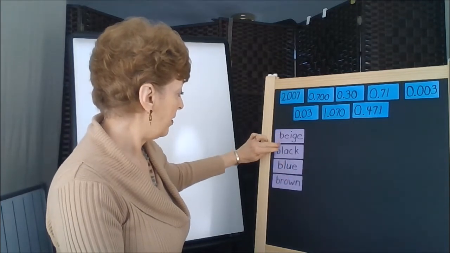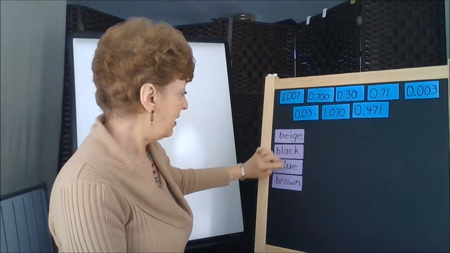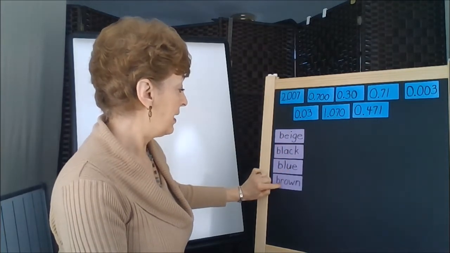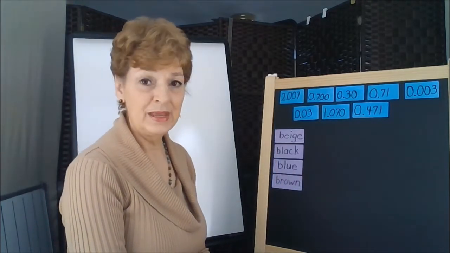So now we have all the B's. E comes first, LA comes before LU, and R, BR. So our words are alphabetized.